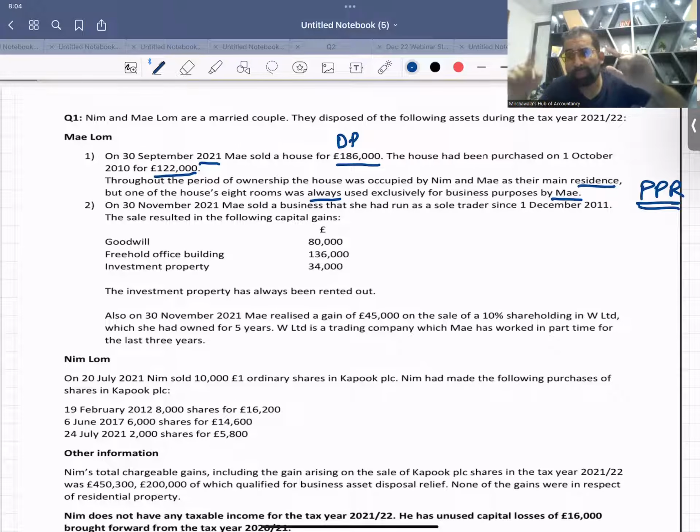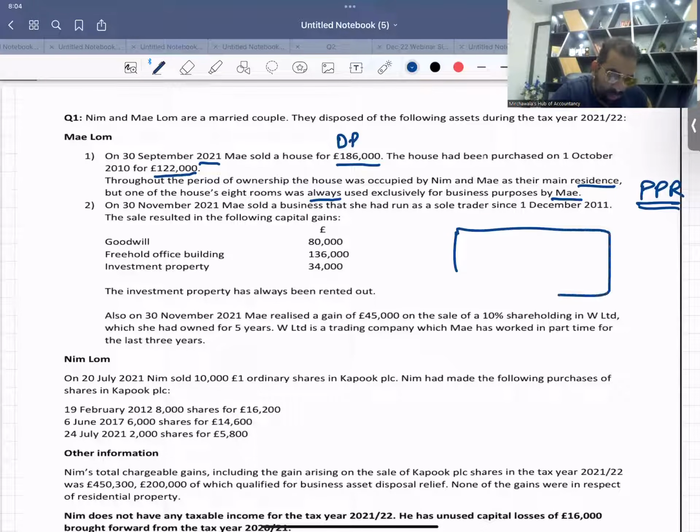This is the case, I hope you remember the cases, right from the first day to the last day, non-stop, one portion is used for business. Not even for one single month was this portion used for private purposes.